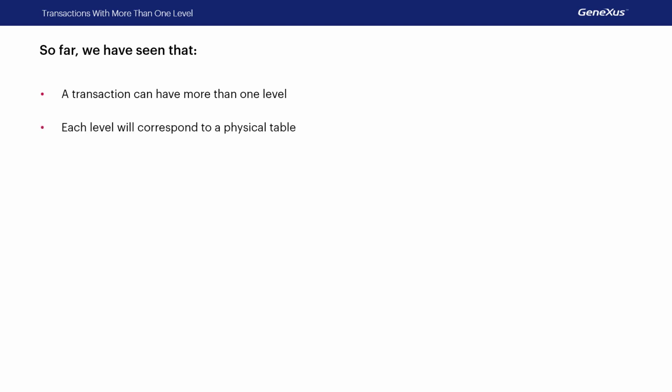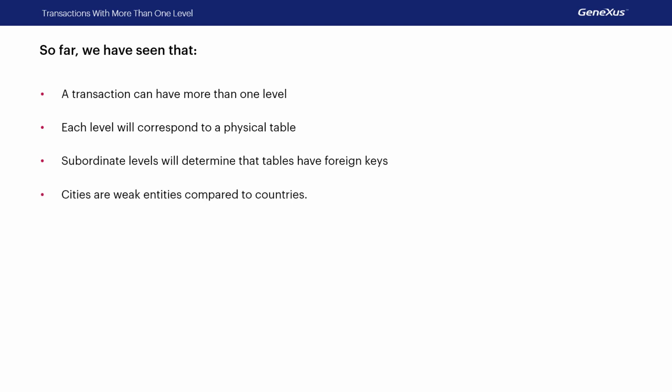To sum up what we've seen, when a transaction has more than one level, each level will have a table associated with it. The primary key of the subordinate level tables ends up being the combination of the identifying attributes of the level itself and those of the parent levels. In this case, city ID plus the city level identifier, which is country ID. This country ID identifier in city silently converts it into a foreign key of the country table, and this is what creates the relationship between the two tables. However, because it's not only a foreign key, but also part of the primary key in the city table, cities are a weak entity in relation to countries, since in order to identify a city, we need to identify the country to which it belongs.